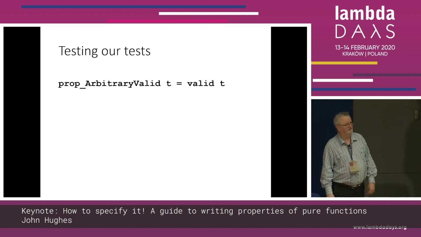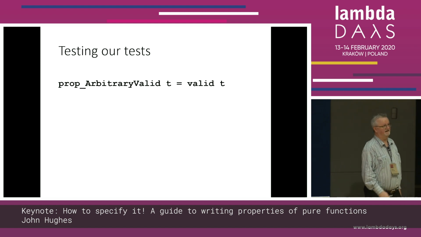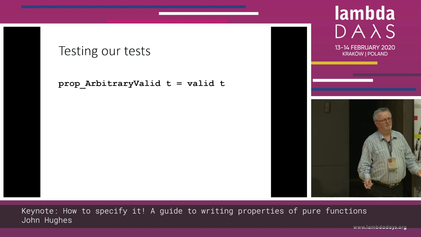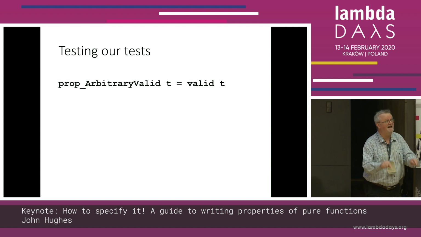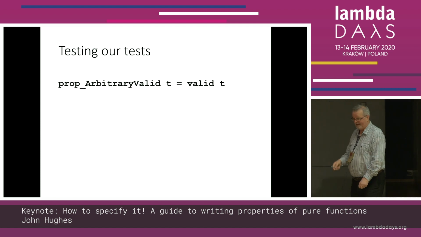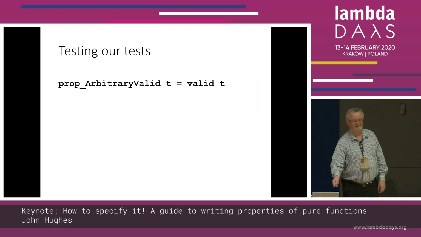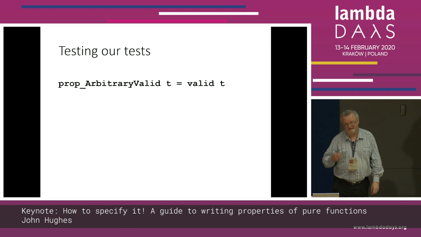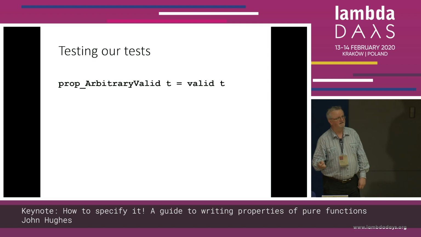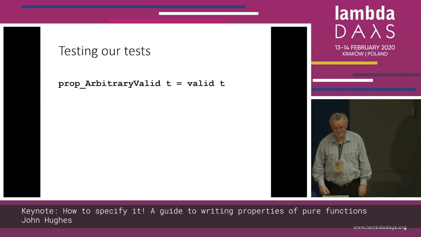This one. This looks weird, right? It looks as though it's testing that every tree is valid. What is it really testing? It's testing the generator. It's testing that every tree we generate is valid. And if this property fails, there is no point looking at the results of any others. So it's a critical property. We have to test our test infrastructure so that we can have confidence in the results that it produces.